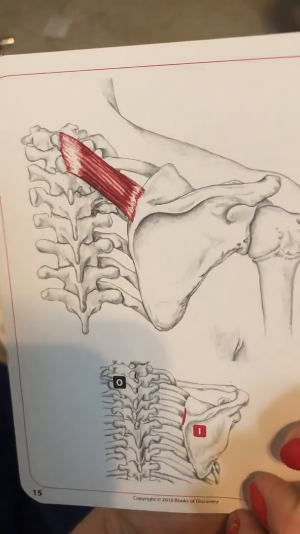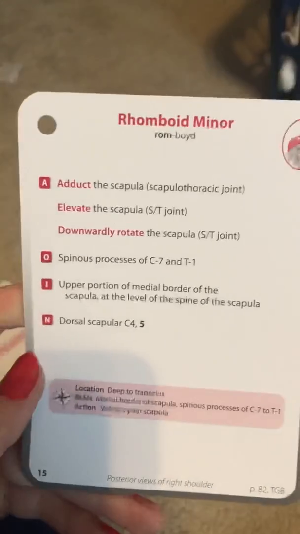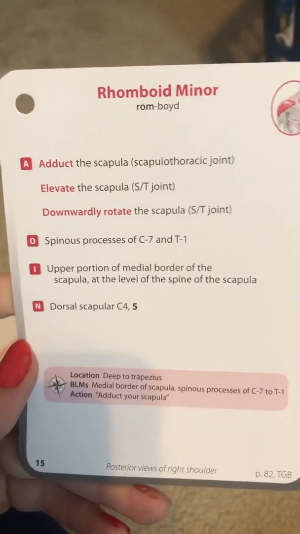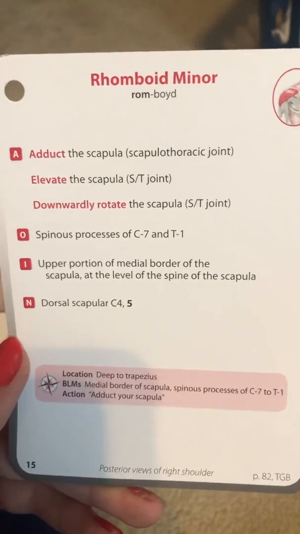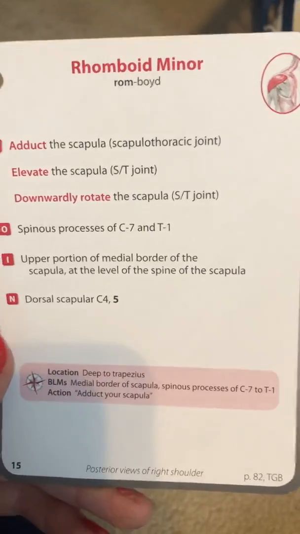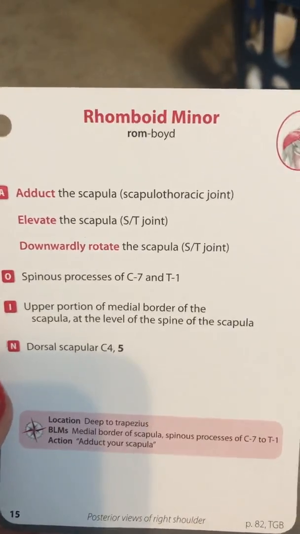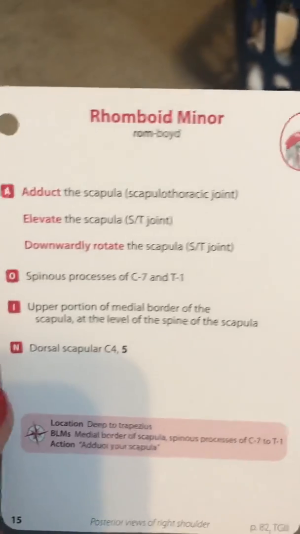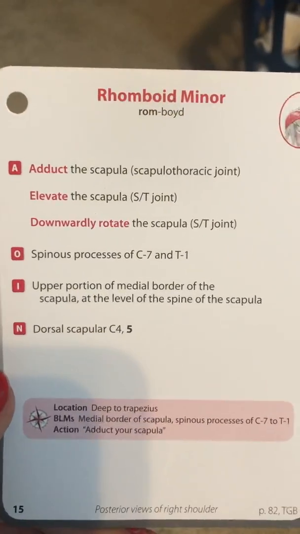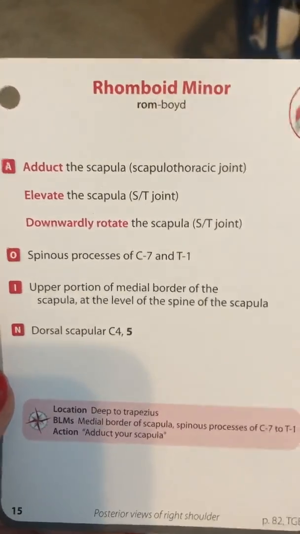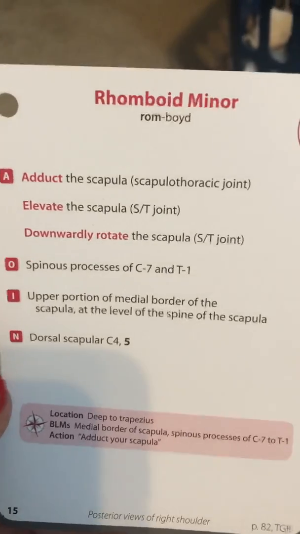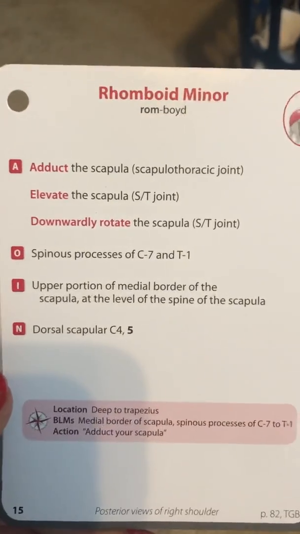Rhomboid minor. Adduct scapula, elevate scapula, downwardly rotate scapula. Origin, spinous processes of C7 to T1. Insertion, upper portion of medial border of the scapula at the level of spine of scapula. Nerve supply, dorsal scapular.